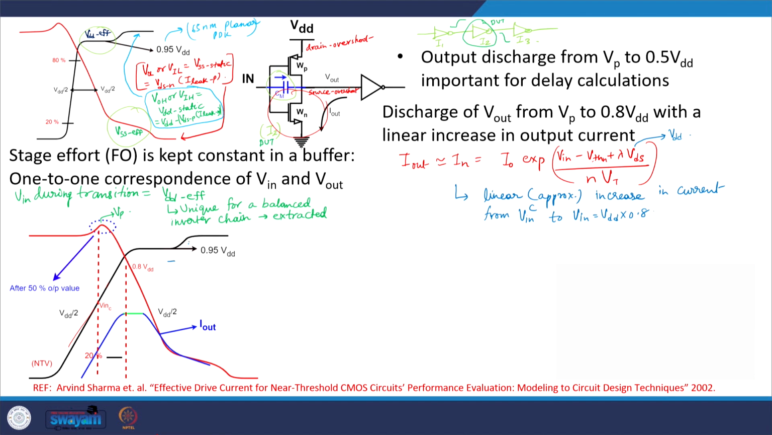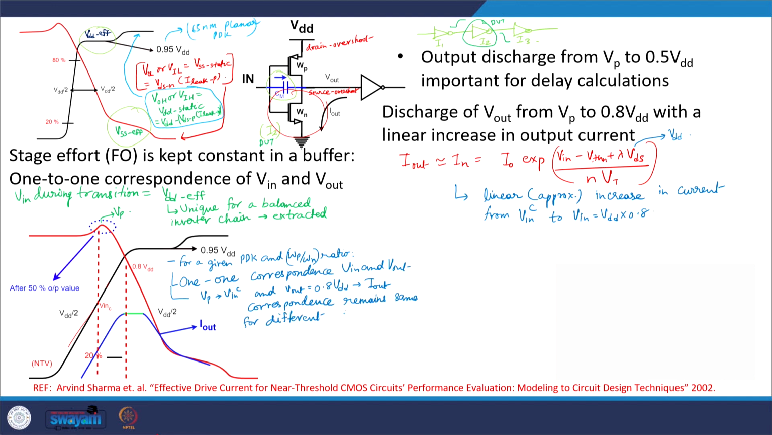Okay. So, as a side note, we can say that for given PDK and WP by WN ratio, there is a one-to-one correspondence between V in and V out. Okay. What does this ensure? That the nature of the important voltages, that is Vp to V in C and V out equal to 0.8 VDD to I out correspondence remains the same for different stage FOs. Okay. So, if you change the FO, fan out of each stage, you would find that this and this remain the same. That is, at 0.8 VDD you get the same I out. Okay.